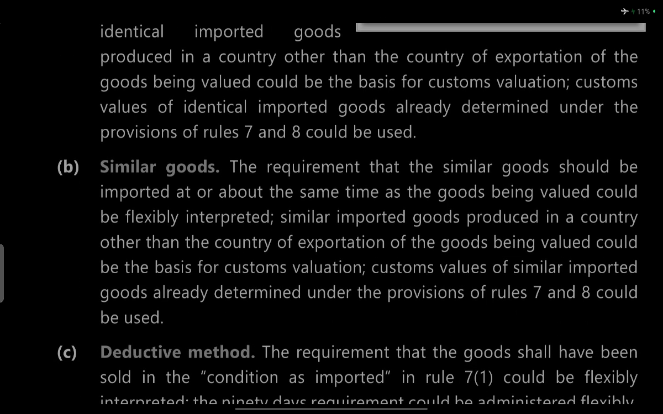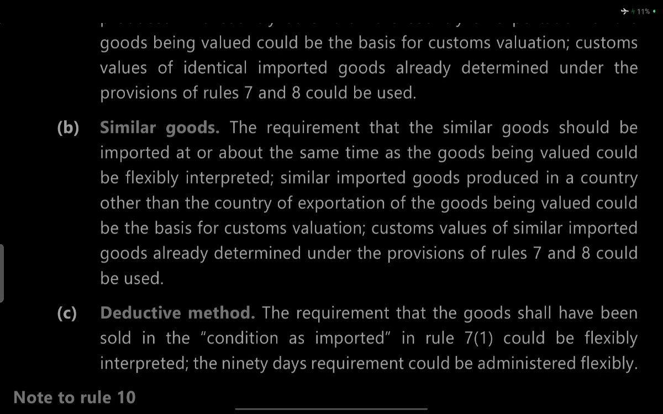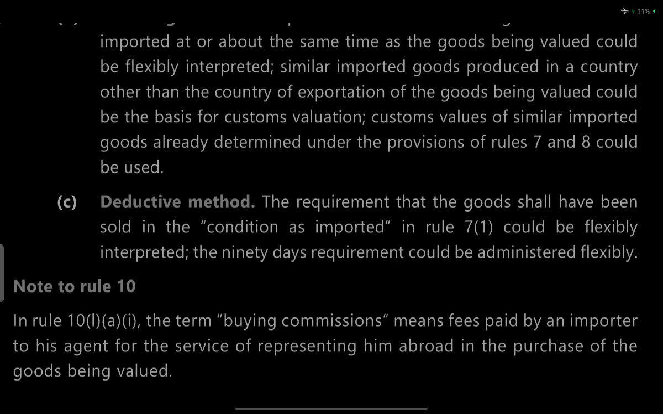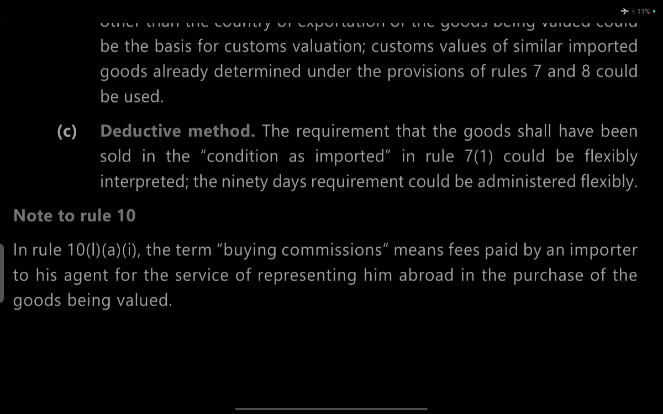Similar goods. The requirement that the similar goods should be imported at or about the same time as the goods being valued is to be flexibly interpreted. Similar imported goods produced in a country other than the country of exportation of the goods being valued could be the basis of customs valuation. The customs value of similar imported goods already determined under the provision of Rules 7 and 8 could be used.